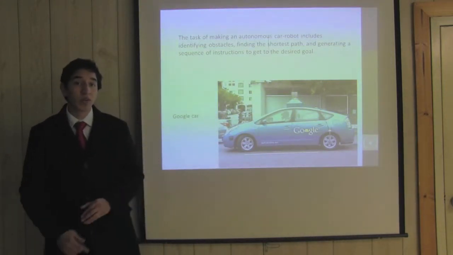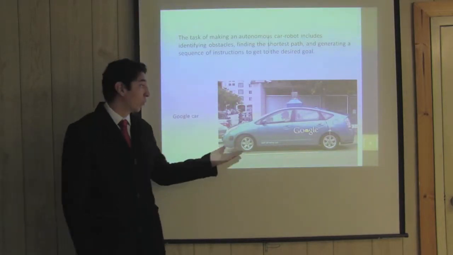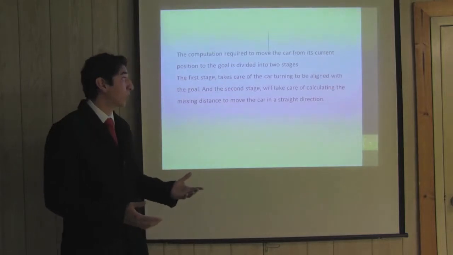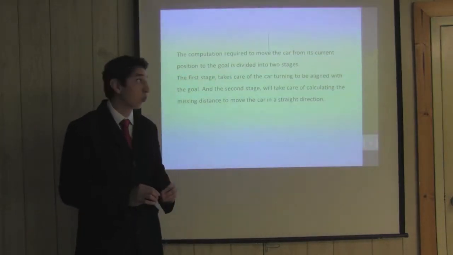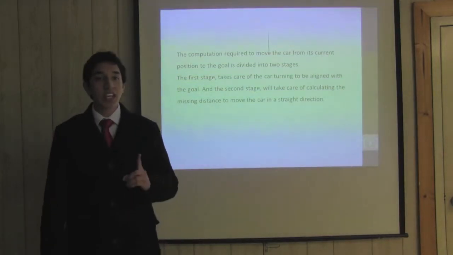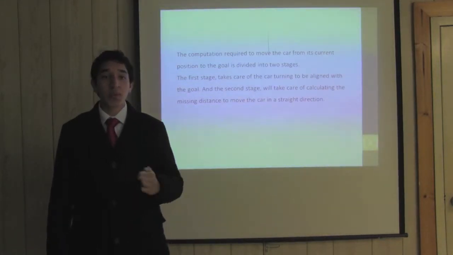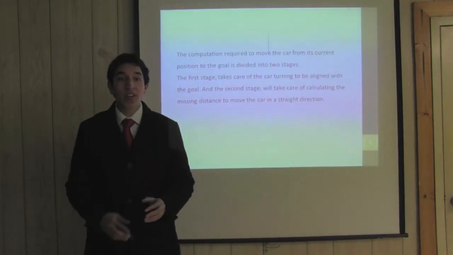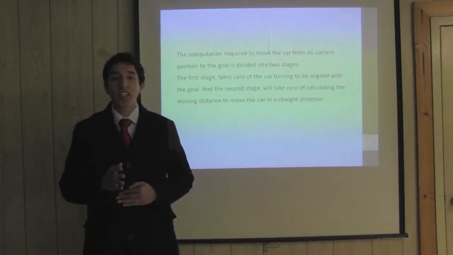One of the best known autonomous modes is the Google car, which is a self-driving car. The computation required to move the car from its current position to a specific goal is divided into two stages. The first stage takes care of the car turning to be aligned with the goal, and the second stage will take care of calculating the missing distance to move the car in a straight direction.